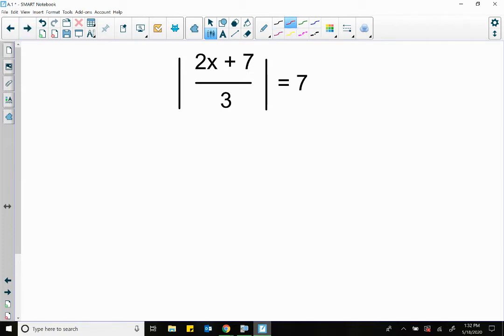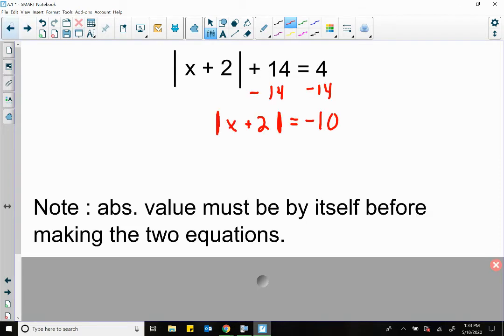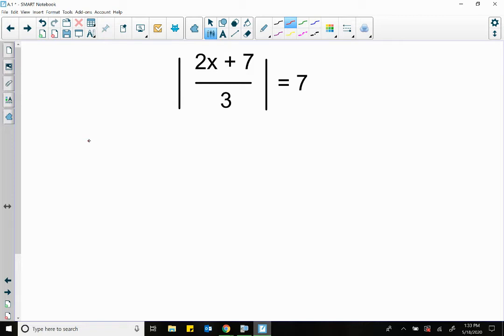All right. So your first equation, all we do is drop the absolute value signs. The absolute value here is by itself, so we don't have to worry about doing any manipulation first, like what we had to do right here. So you drop the absolute values, and this is what you get. 2x plus 7 all over 3 equal to 7. That's the first equation. Let's go ahead and write the second equation.